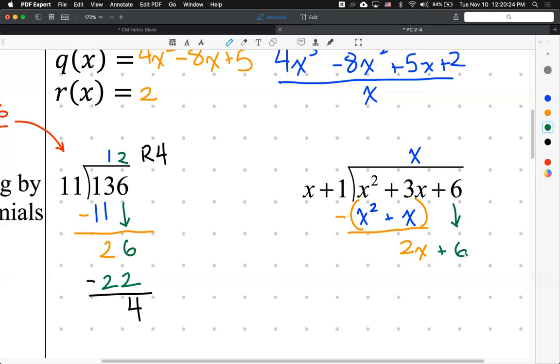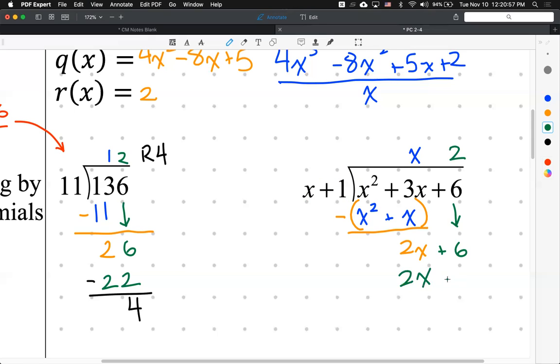Close. 2x times x is 2x squared. x times x is x squared. What times this x will give me 2x? Well, 3 times x would be 3x. So 2. And we'll write that above the 6. I'll write the 2. 2 times x plus 1, Sam, is what?